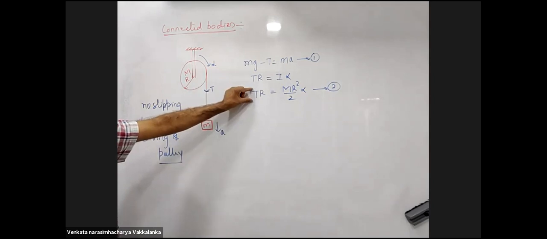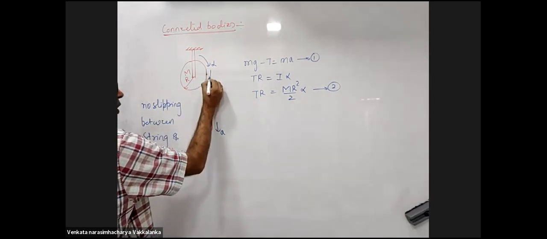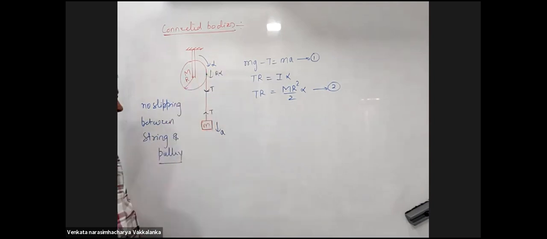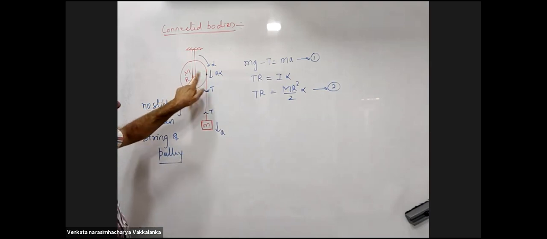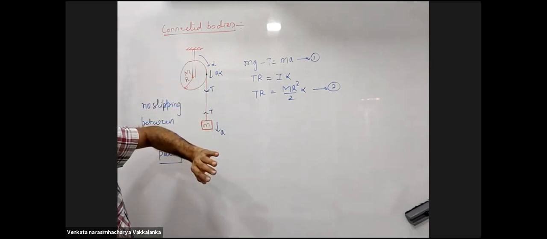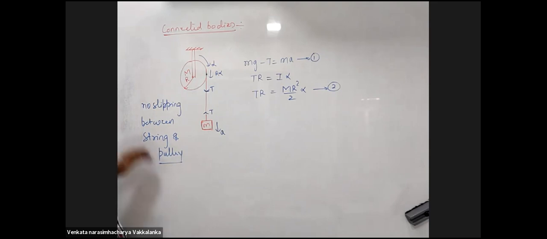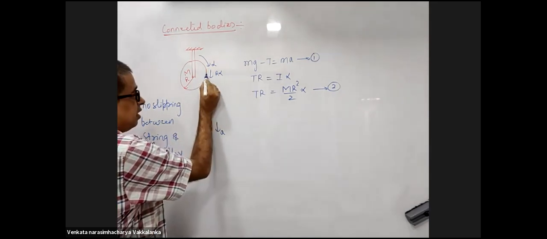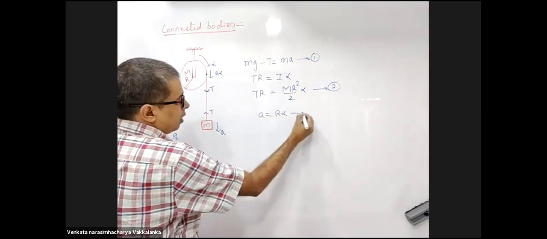Translational dynamic equation, rotational dynamic equation. Third will be constraints. Acceleration of this point with respect to center of mass is R alpha, plus acceleration of center of mass with respect to the ground is 0. So acceleration of this point with respect to ground is R alpha. So acceleration of this point and the mass should be the same. a is equal to R alpha.